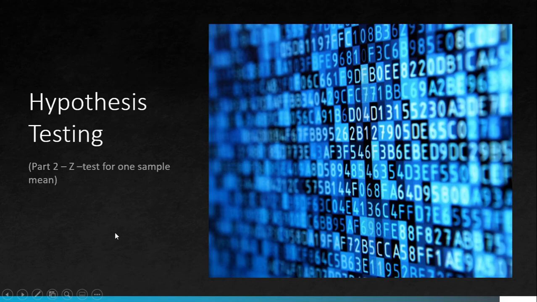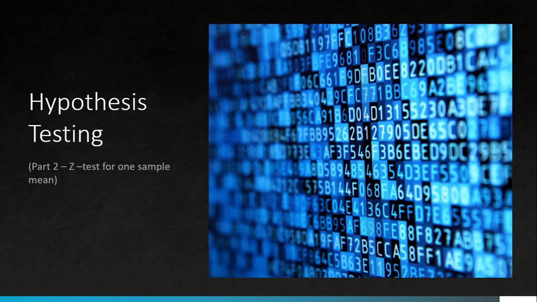Okay, so this is the second installment of our discussion on hypothesis testing, and we'll be covering the z-test for one sample mean. Again, this is a quantitative discussion, so I do encourage you to please have your scientific calculators with you.